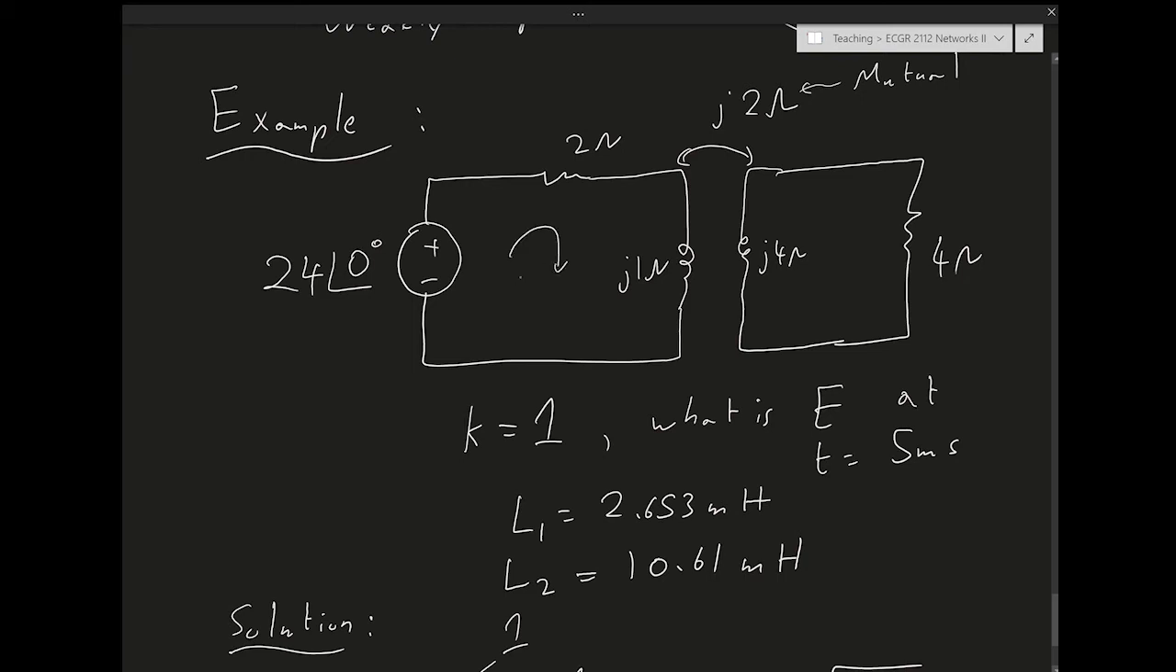So let's do mesh analysis here to find the currents. Furthermore, to do energy, we don't only need the currents in the phasor domain. We have to translate them later after we find the values as phasors. We need to translate those phasors into the time domain, so that we can get the exact instantaneous value of the current to calculate energy.